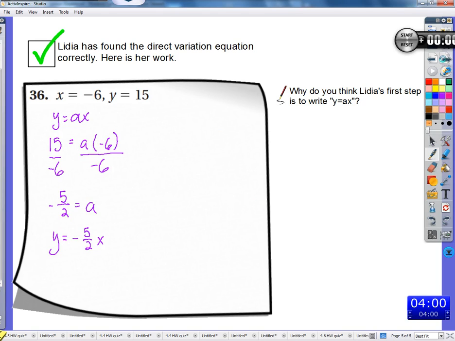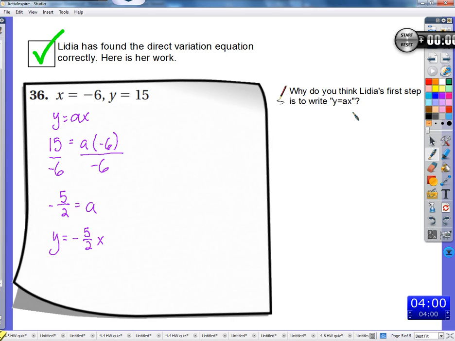So Lydia's found the direct variation equation correctly. Here's her work. So the first thing that Lydia does is to write y equals a times x. Why is that the first thing that she does, do you think? Because that's what a direct variation equation needs to look like. So just to make sure everything is the way it ought to be, she writes it down as a reminder, okay?